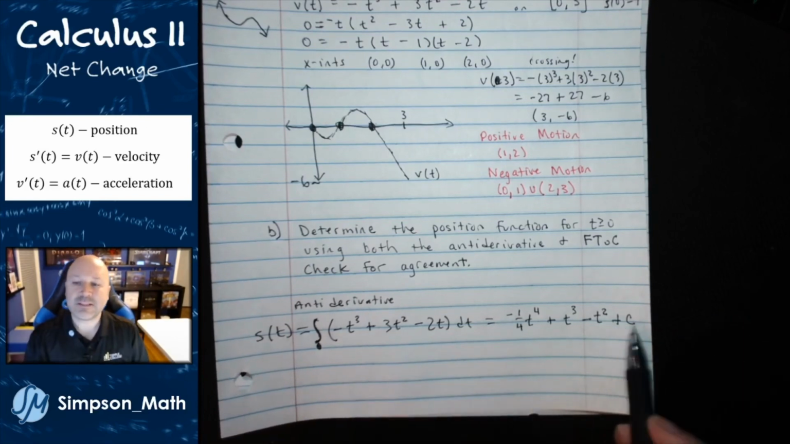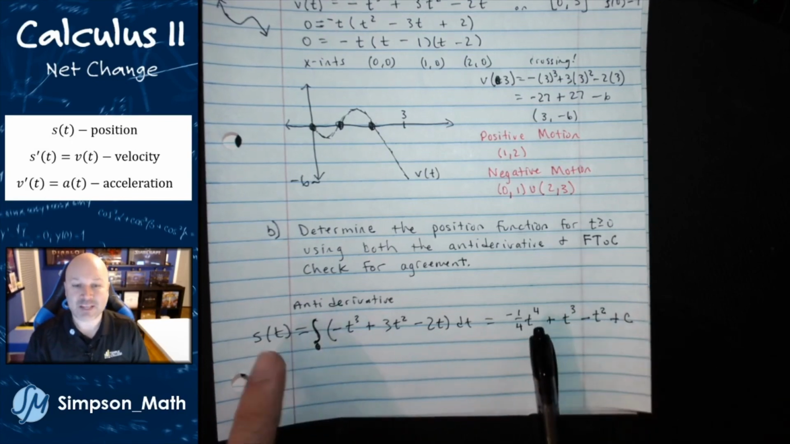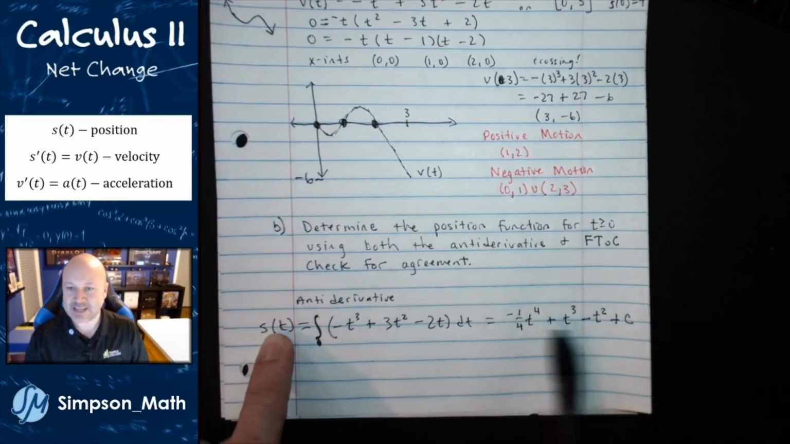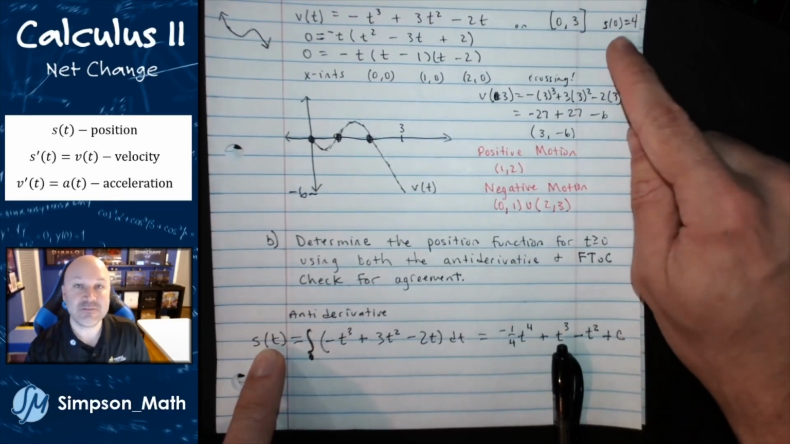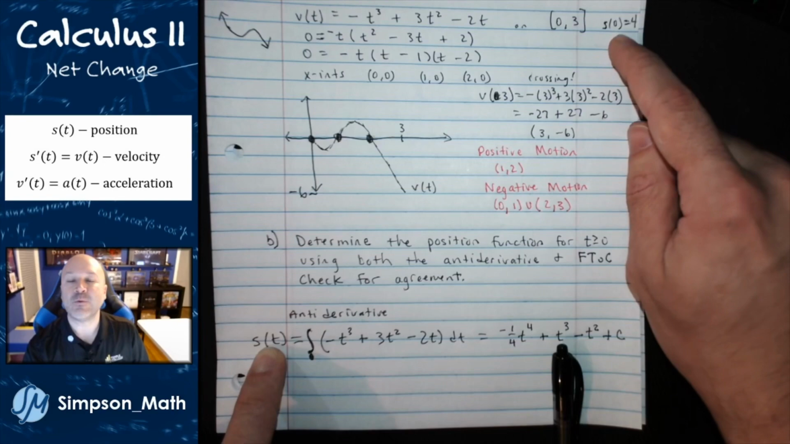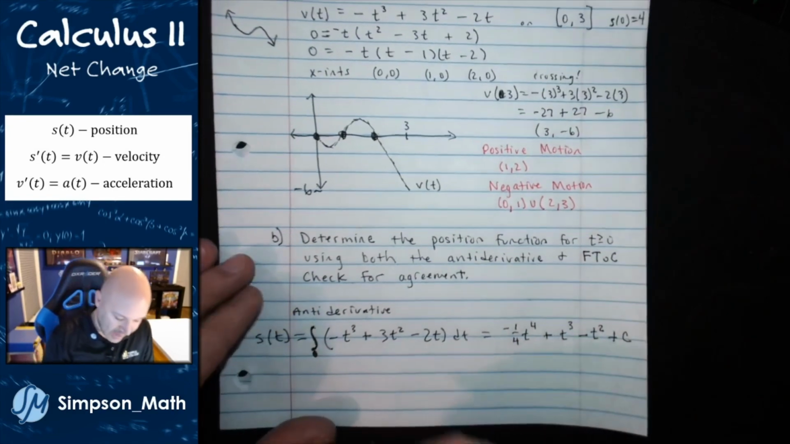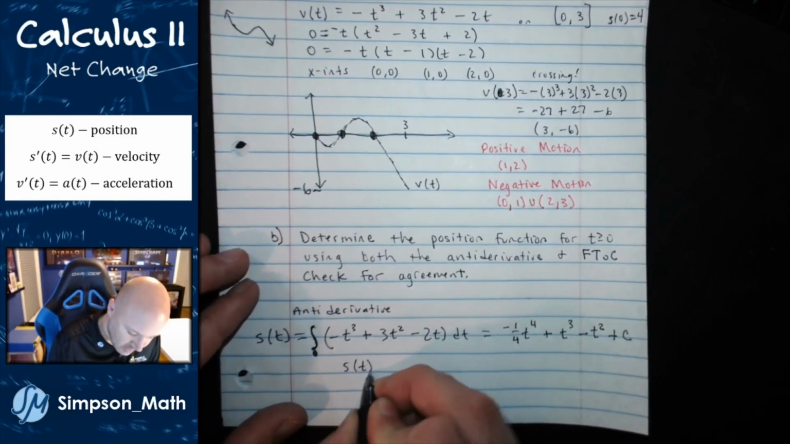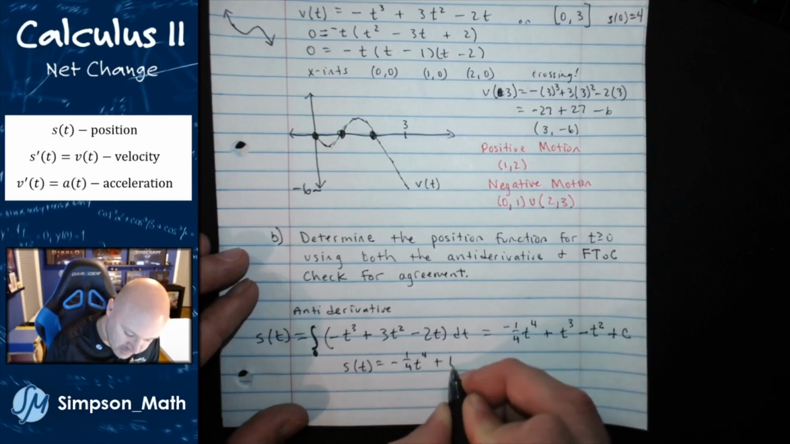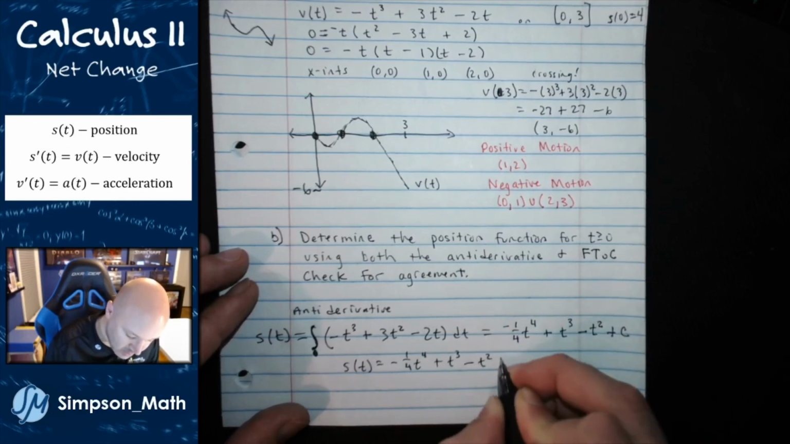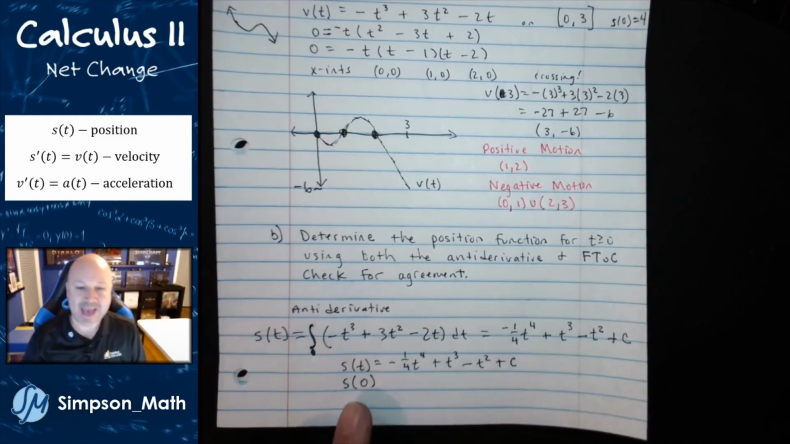Okay, so that c now is a thing to worry about. Oh, but wait a second. I know s of t is this function, and they gave me an initial value of s of 0 is 4, meaning when I plug in a time of 0, the output better be 4. So I claim s of t is negative 1/4 t to the 4th plus t cubed minus t squared plus c, and I'm going to evaluate my function at time 0.